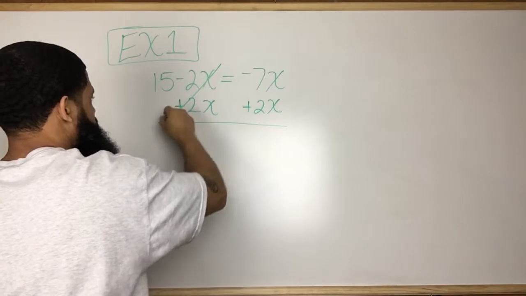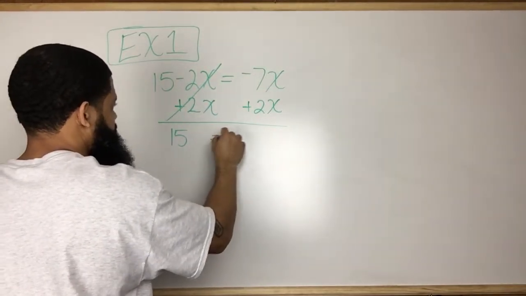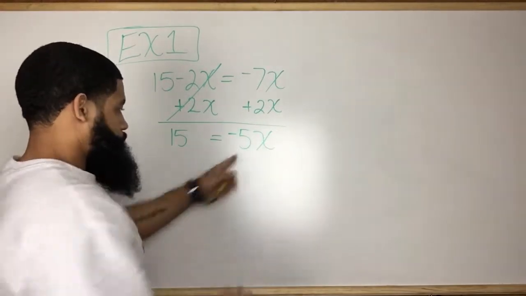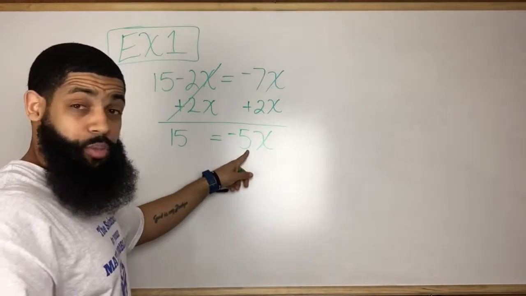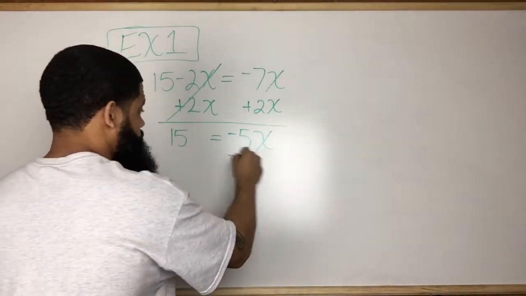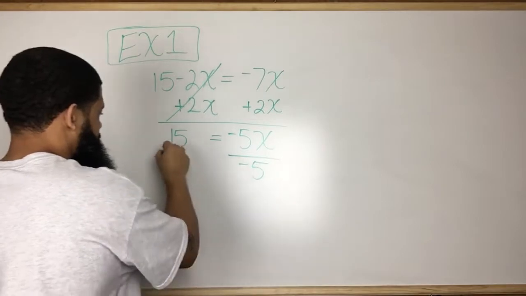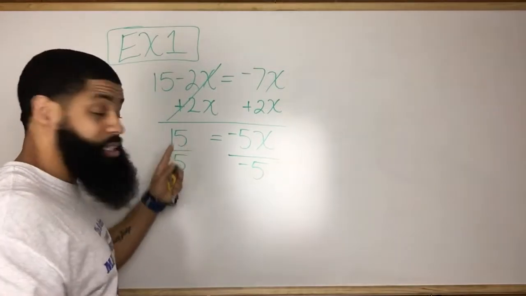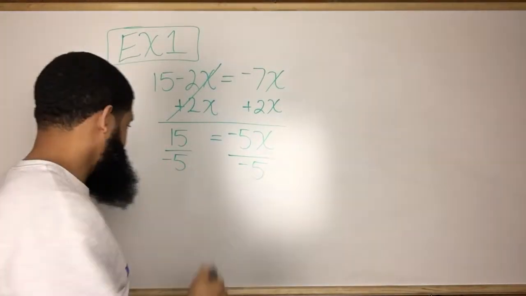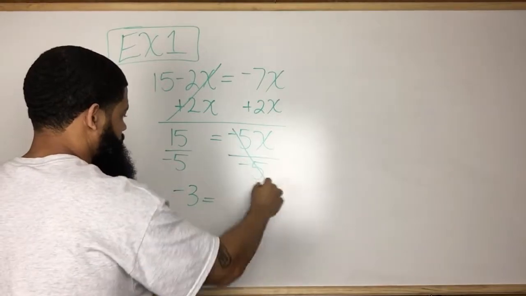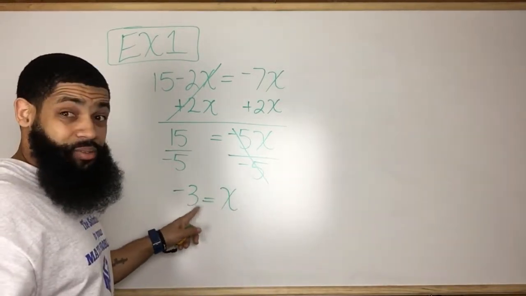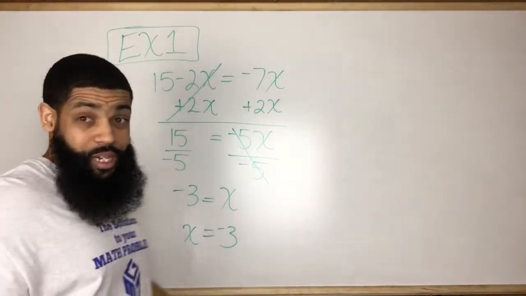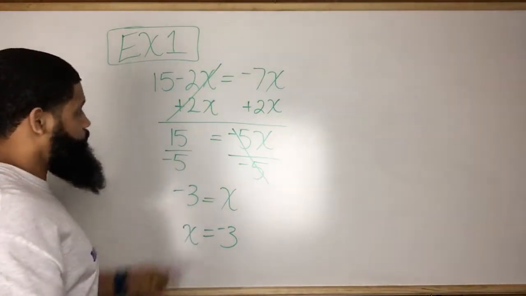Okay? So, boom, those cancel. I'm left with just 15 equals negative 7x plus 2x, which is negative 5x. And then we need to get the x by itself. So the opposite of multiplying by negative 5 is dividing by negative 5. So we're going to divide both sides by negative 5. 15 divided by negative 5 is negative 3. Negative 3 equals x. Even though I have negative 3 equals x, I can say the same thing as x equals negative 3. Remember, if a equals b, then b equals a. Okay? So that's your first example.